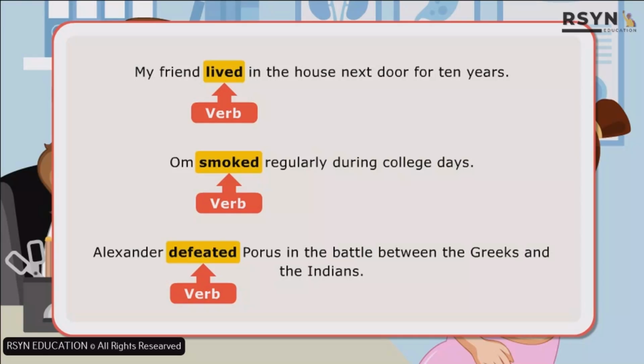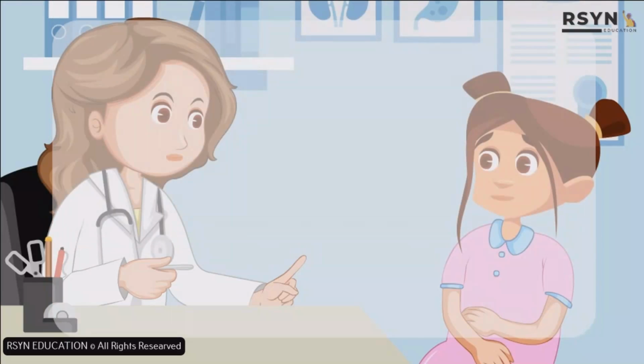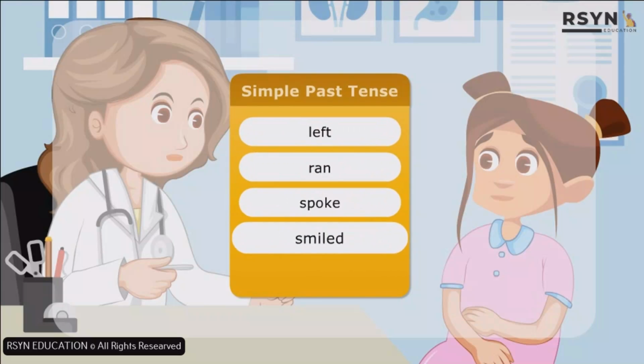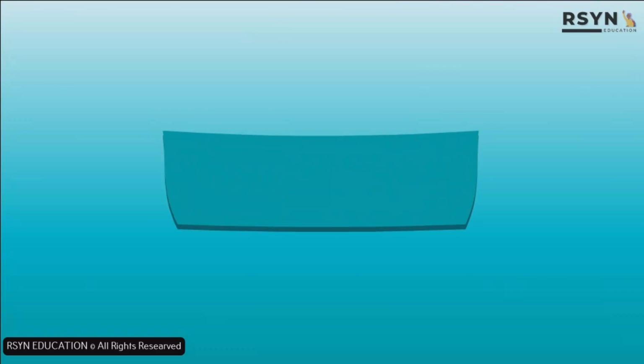Here are few more examples of use of simple past tense. Left, ran, spoke, smiled, gave. Regular and irregular verbs.